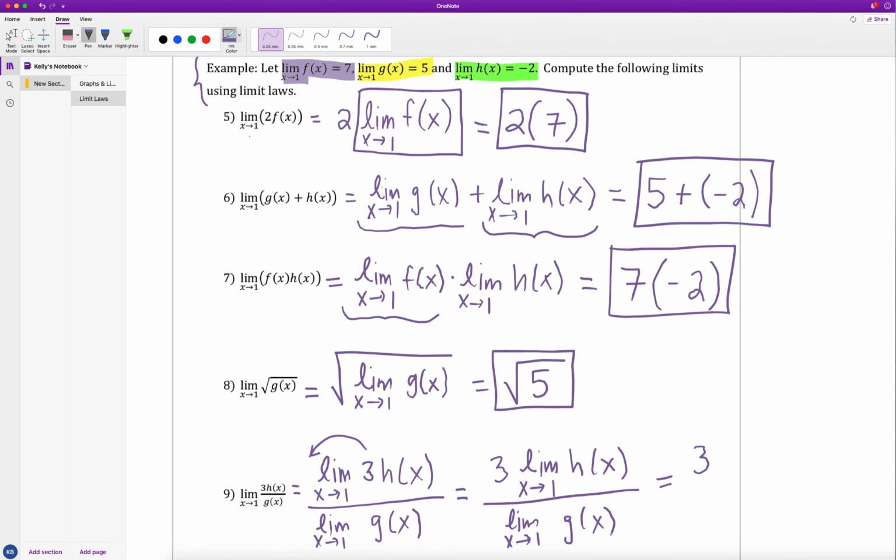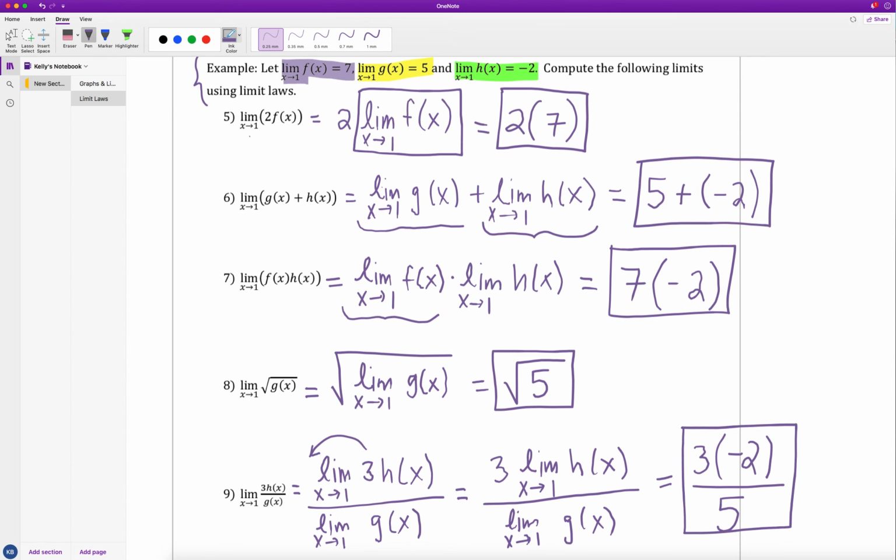So I still have the 3, and we know that the limit as x approaches 1 of h of x was equal to -2. That was given up top. All divided by, we know the limit as x approaches 1 of g of x is equal to 5. So I can go ahead and sub that in as well. Now that my answer is numeric, again, I am good to go with all of these from here.